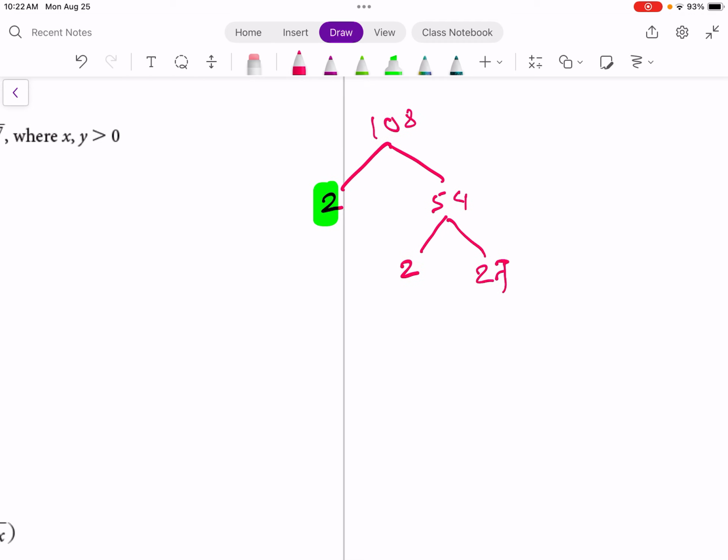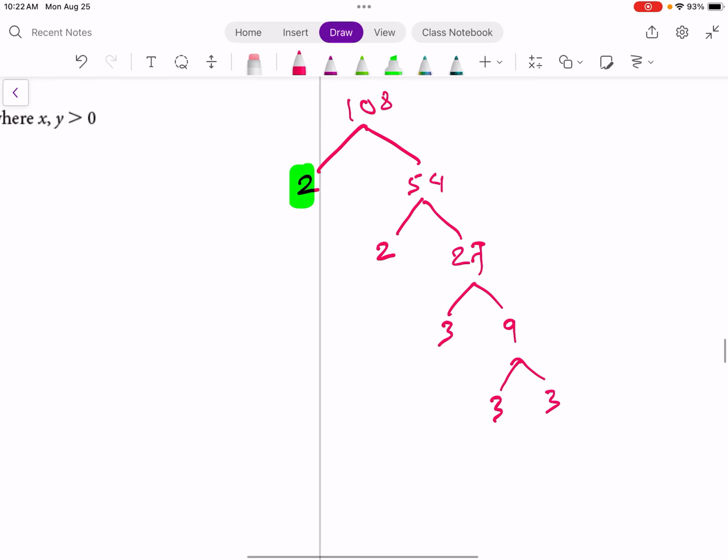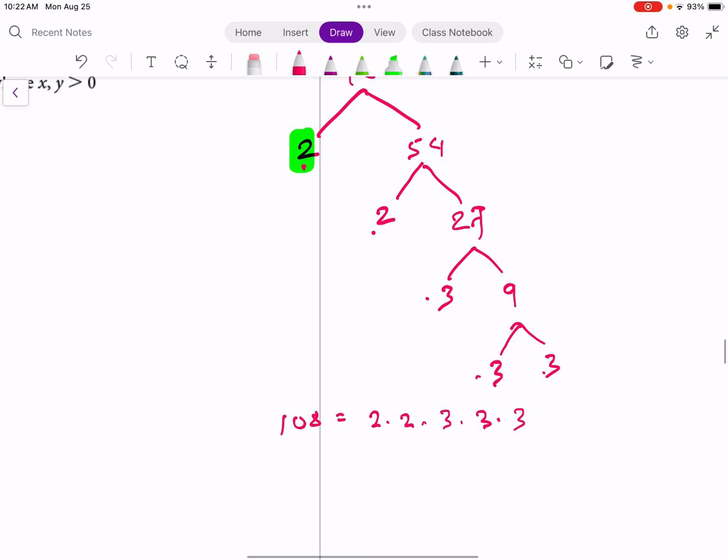Now is 27 a prime number? No, so we are not done yet. We can divide 27 by 3, right? 3 times 9, and 9 is 3 times 3. So we can rewrite 108 as 2 times 2 times 3 times 3 times 3. And these are the prime factors of 108. We rewrite 108 as a product of prime factors.